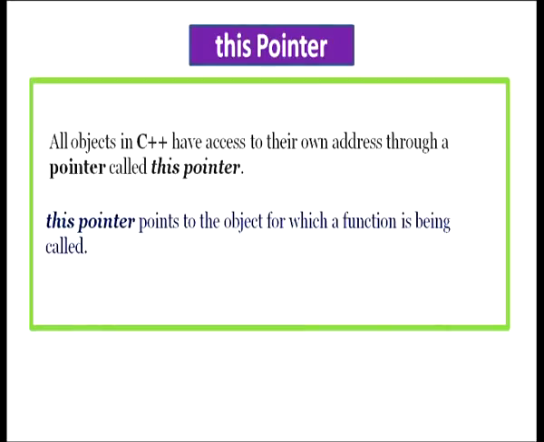This pointer. All objects in C++ have access to their very own address through a pointer called this pointer. This pointer points to the object for which a function is being called. So, let us see an example.